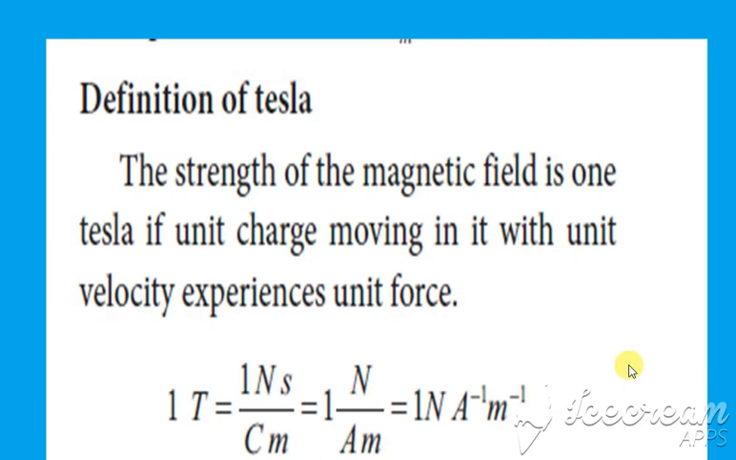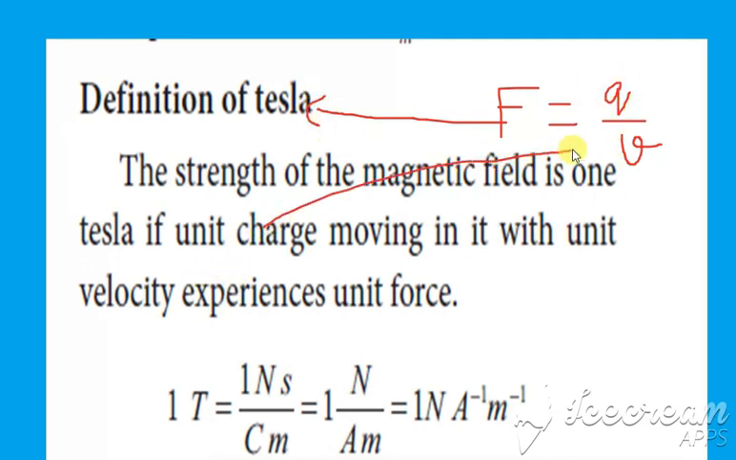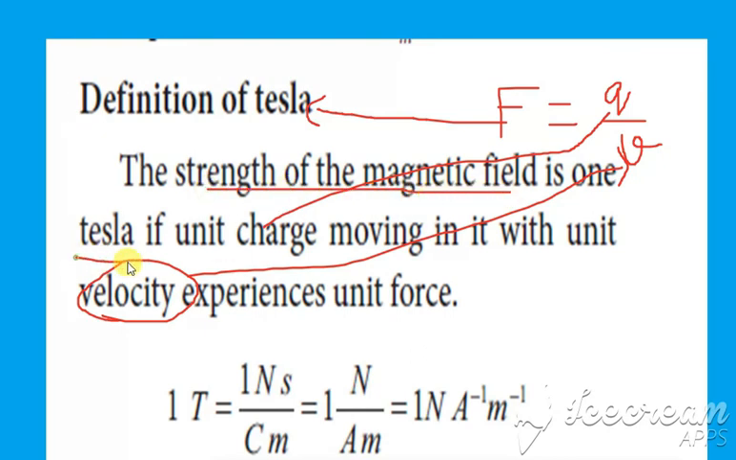Then next we are going to see the definition of Tesla. This definition can be stated using the equation F = Q V B. F is the force; if a unit charge Q moving with unit velocity experiences a force of one newton, then we say that the strength of the magnetic field is 1 Tesla. So the magnetic field value we consider to be 1 Tesla.